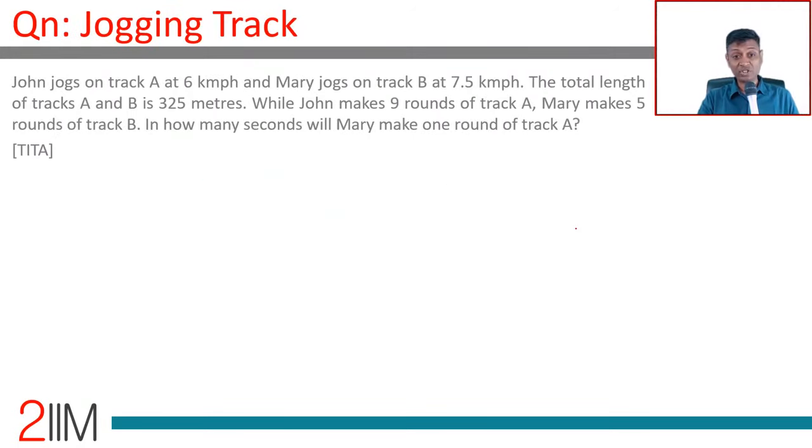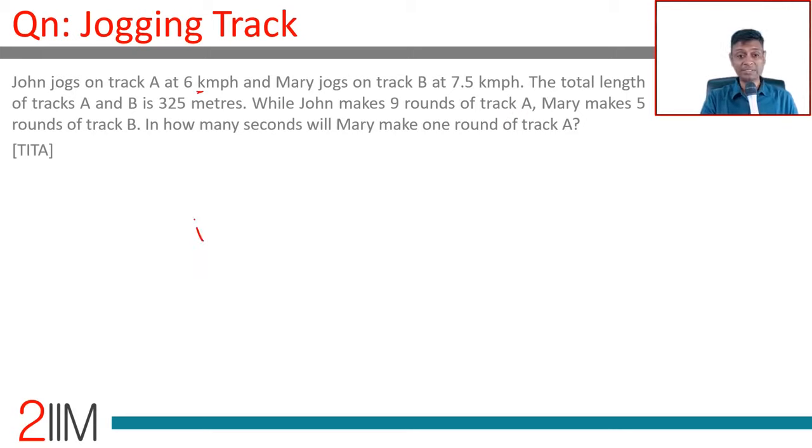John jogs on track A at 6 km per hour, while Mary jogs on track B at 7.5 km per hour. The total length of tracks A and B is 325. While John makes 9 rounds of track A, Mary makes 5 rounds of track B.